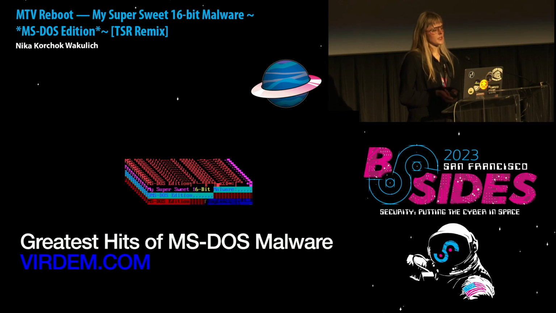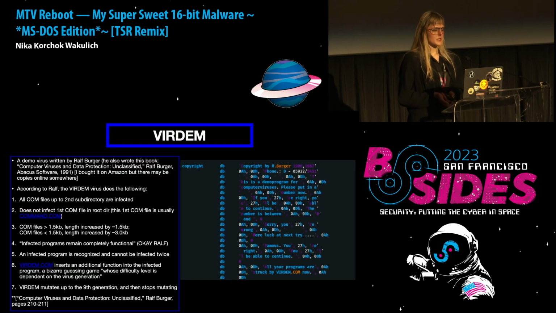Okay, our next one is Verdem. Verdem is pretty basic. There's a lot of text here, but the important things to note are that it's a demo virus that was written by Ralph Burger, the author of the same virus that I had a screenshot of earlier. And he wrote a book that I did buy off Amazon called Computer Viruses and Data Protection Unclassified, where he goes through the techniques and the details of his virus implementation.